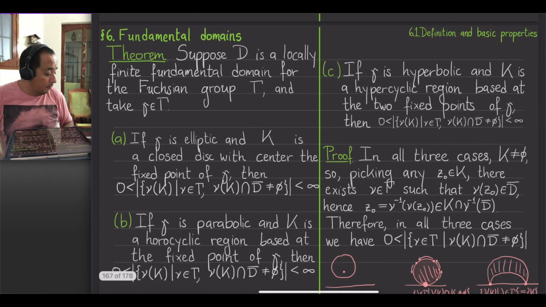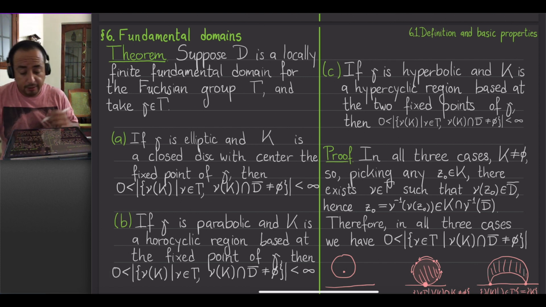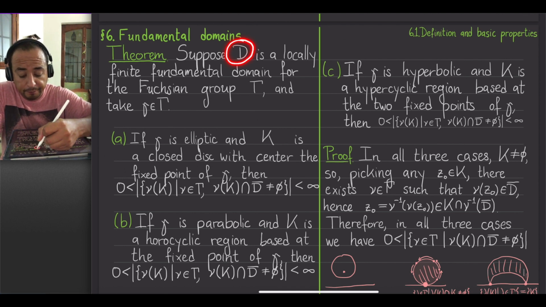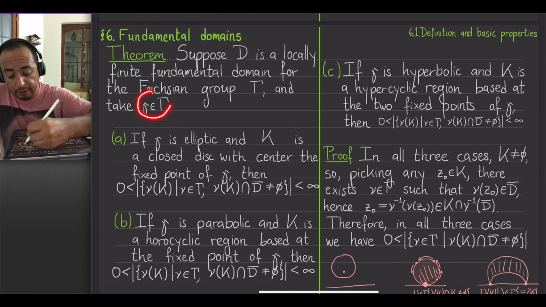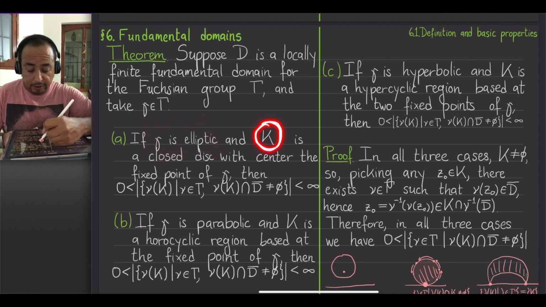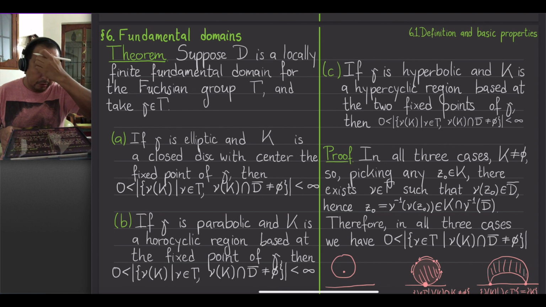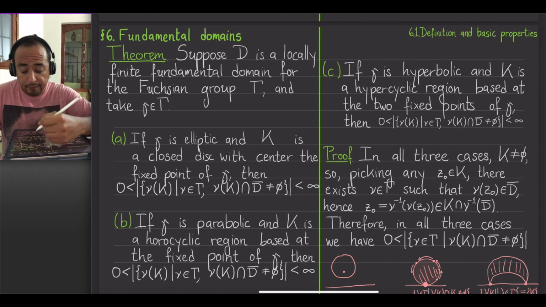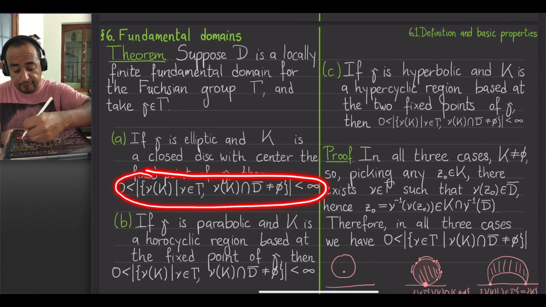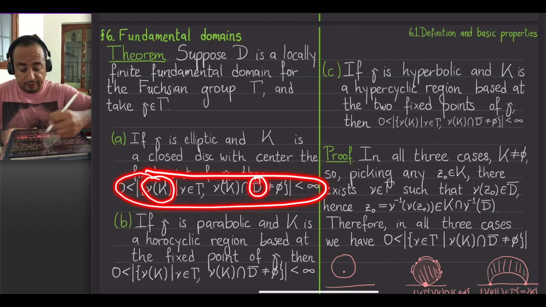Okay, and now let's move on to the theorem. Right? So we take a Fuchsian group gamma, we take a fundamental domain, and we assume that it's locally finite. Okay, and now given any element, if it is elliptic, we consider the hyperbolic disk with center the fixed point, and you can actually take this to be either the open or the closed disk of any positive radius. Okay, and what the theorem states is then that the number of images of K that meet D bar is finite.